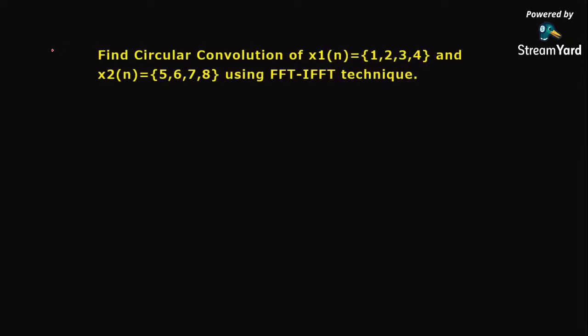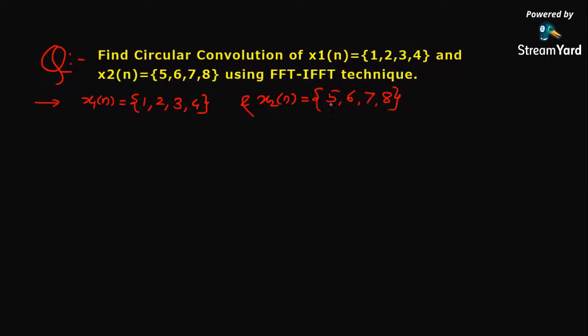Now the question is: find the circular convolution of x1 of n equal to 1, 2, 3, 4 and x2 of n equal to 5, 6, 7, 8 using the FFT IFFT technique. First of all, write down x1 of n equal to 1, 2, 3, 4 and x2 of n equal to 5, 6, 7, 8. We have to find the circular convolution of both using the FFT IFFT technique.